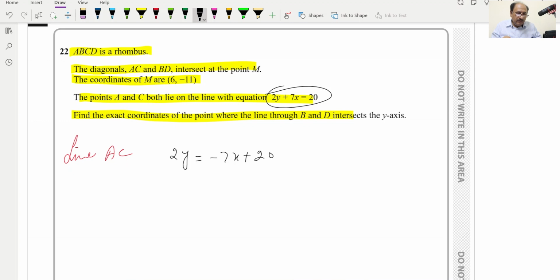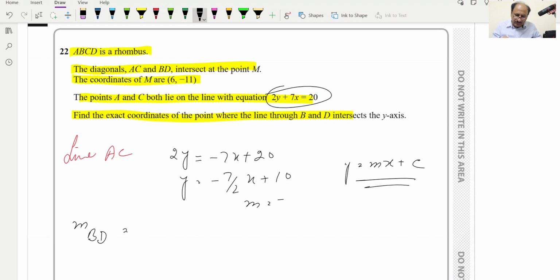So y will be equal to what? y will be equal to minus 7 by 2 x plus 10. So we have written it in the form of y = mx + c. Now, the gradient of BD will be what? The gradient of BD is perpendicular to AC, so it will be the reciprocal with the sign changed.